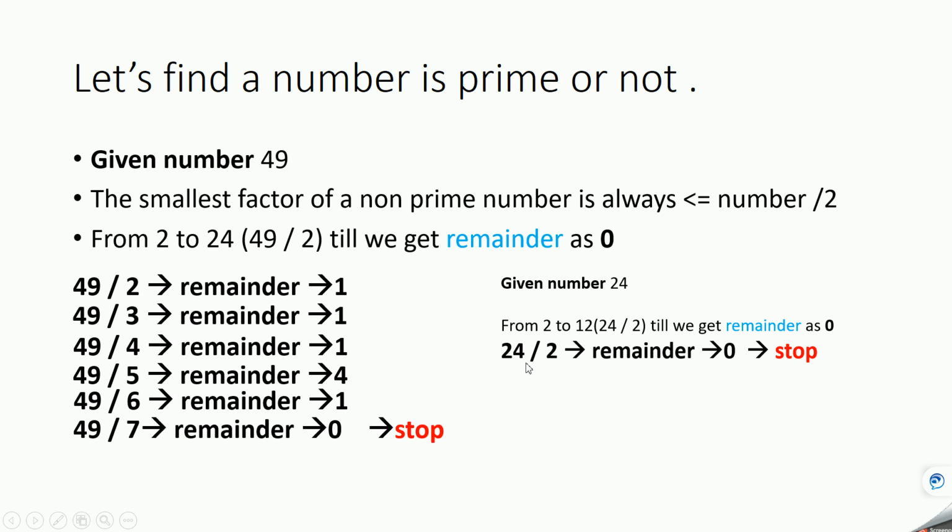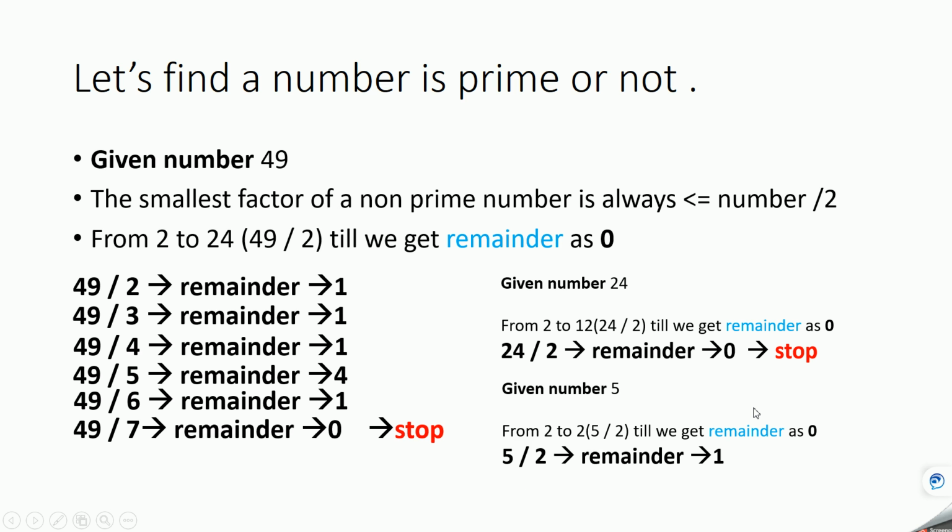And in this case, by dividing by 2 only, the remainder becomes 0. So we can see this is not a prime number. This 49 is not a prime number. Okay, similarly we'll see another number.